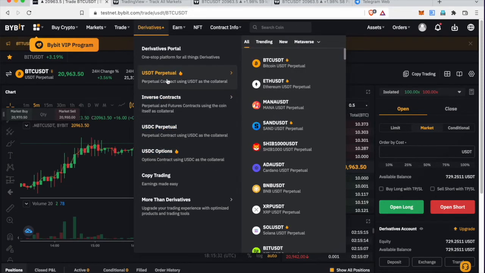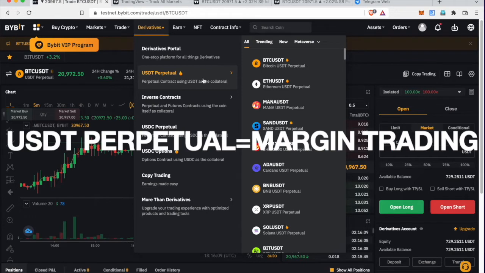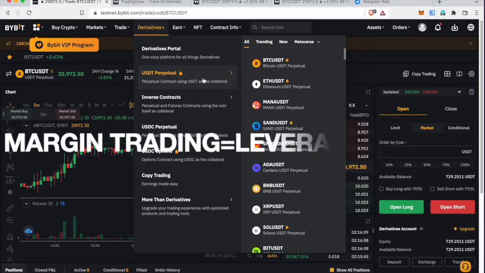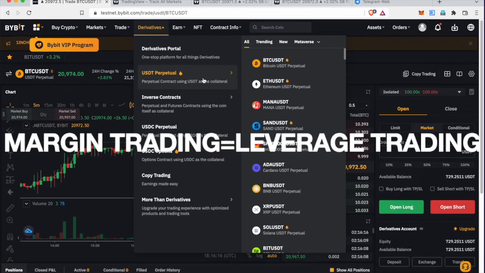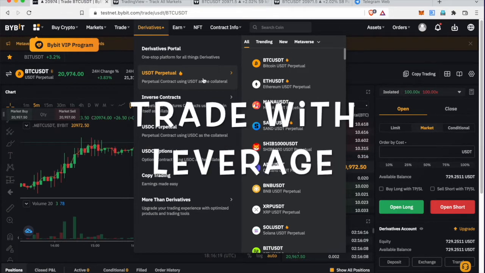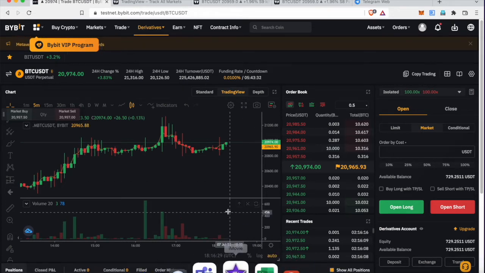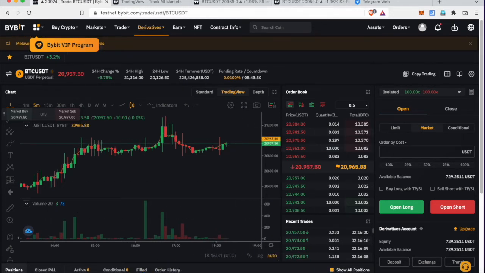As I mentioned in the stablecoin, we want to focus on USDT. So USDT perpetual is margin trading with USDT. Margin trading is the same as leverage trading, or some say trade with leverage. So margin trading, leverage trading, or USDT perpetual are all the same things. We're talking about the same way of trading with USDT.